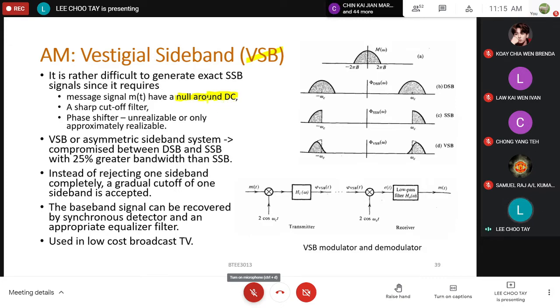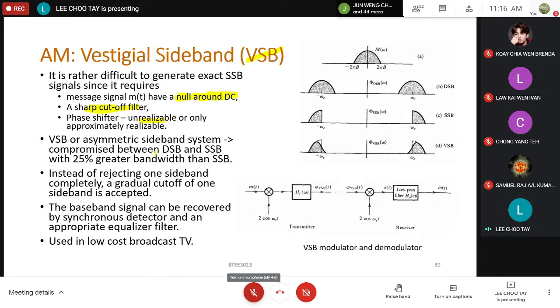SSB also requires a sharp cutoff filter. Remember that? We need a sharp cutoff filter so that we can have a clear cut between the lower sideband and upper sideband. And if you use the phase shift method to generate the single sideband suppressed carrier signal, an ideal phase shifter is not realizable. In practice, we only have a phase shifter that is close to 90 degrees, but not exactly 90 degrees. So again, that is going to impact the quality of the SSB signal.